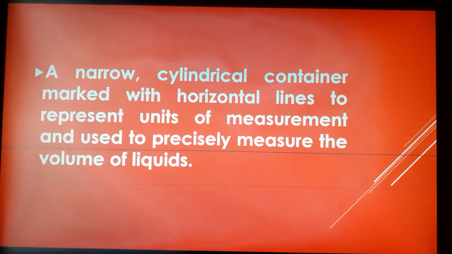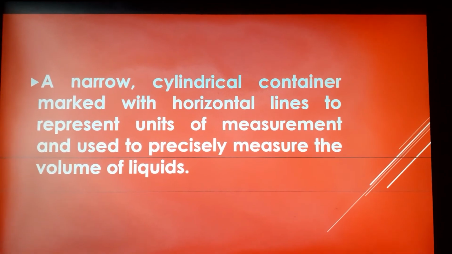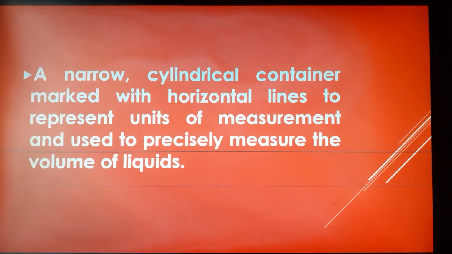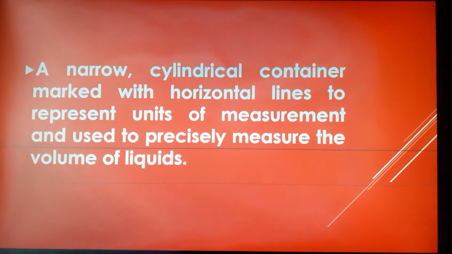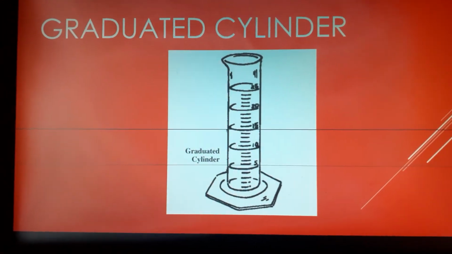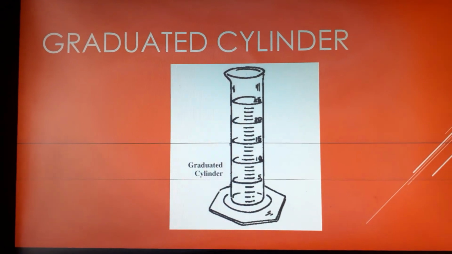It says that this is a narrow cylindrical container marked with horizontal lines to represent units of measurement and used to precisely measure the volume of liquids, okay? So when we use this in a science project, we use it to calculate amounts of liquids.